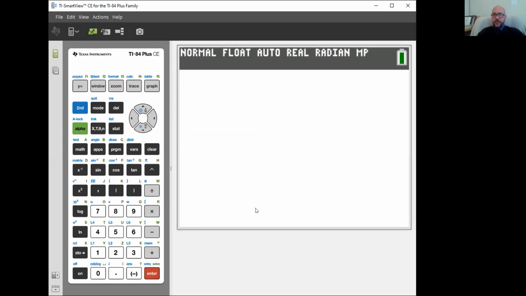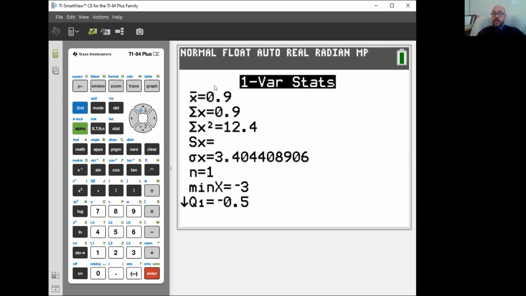Then we calculate. And notice that now we get the thing that we expected to see, 0.9 for the average, which is the right one, right? Well, that's what Sheets got. That's what I got by hand.